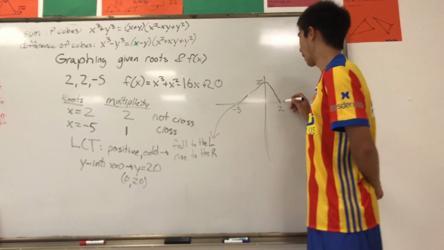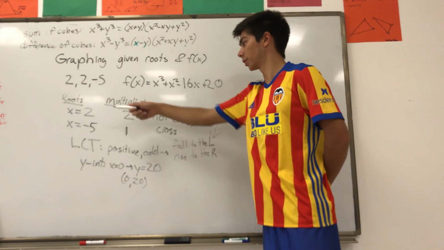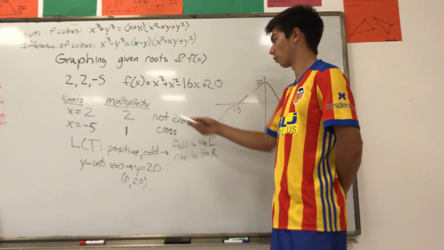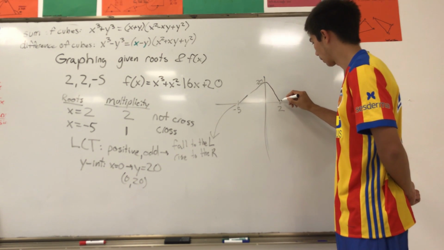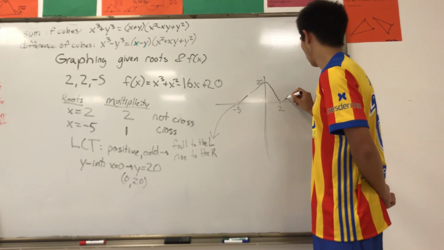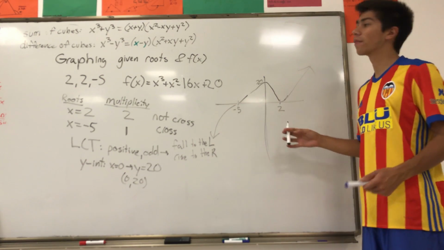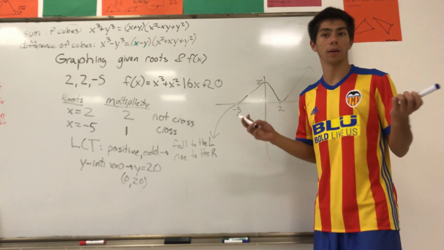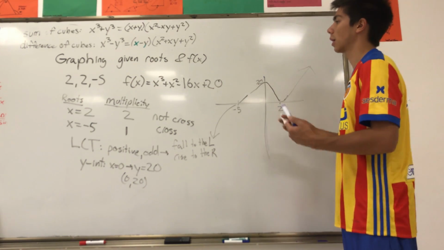So at 2, I need to figure out, does it cross? Does it not cross? I know that at x equals 2, there's a multiplicity of 2 in the root, so it's not going to cross. It's just going to touch here, and it's going to come right back up. And that makes perfect sense because it's supposed to rise to the right. So here's a perfectly fine sketch of a graph. It's not a perfect graph, but here's the graph of this function. This is how you would do it.